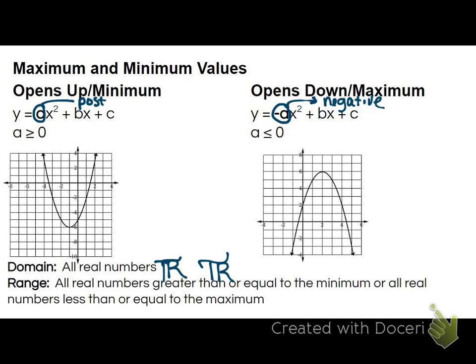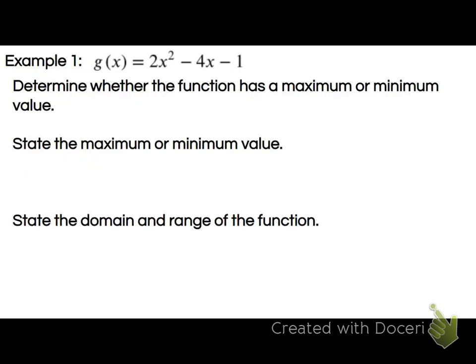Okay, so we're going to go ahead and take a look at example number 1. For example number 1, we don't have a graph to look at. We just have the quadratic function to look at. So based on what the quadratic function is saying, what we need to do is determine whether the function has a maximum or a minimum value. In order to see if it has a maximum or minimum value, which part of my function in standard form am I looking at? A, B, or C?